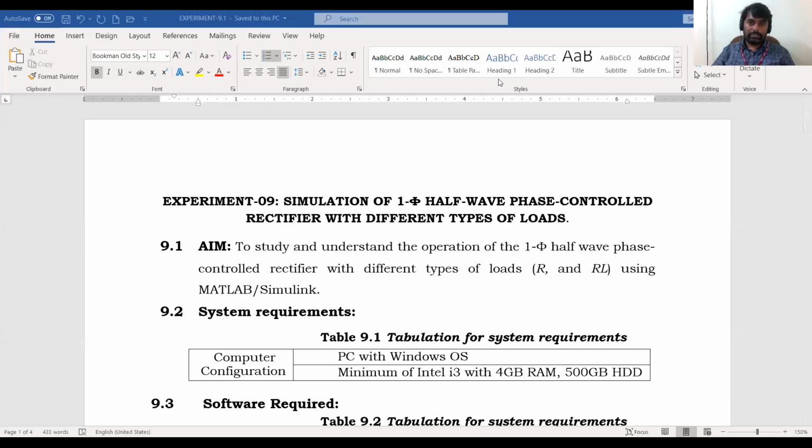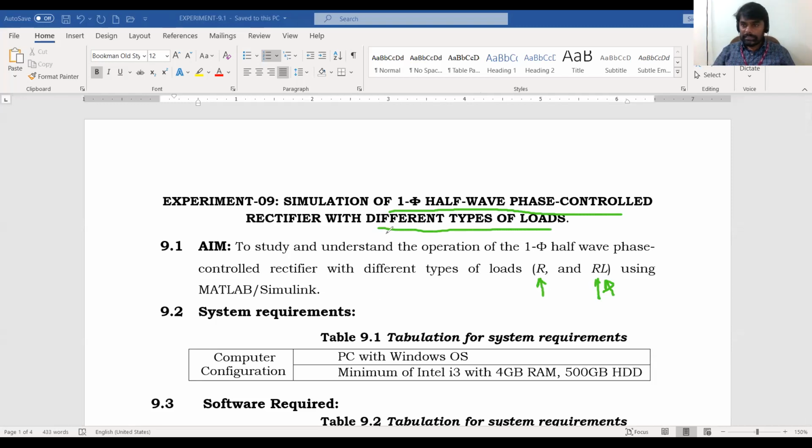Now you can see here we are going to simulate the single phase half wave phase control rectifier with different types of load. Means load can be resistive, or resistive and inductive load. It can be RLE load also, but we are considering only two loads here. So while discussing the single phase full wave rectifier, we will see the effect of RLE load also.